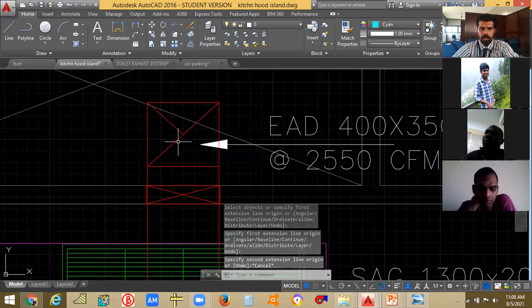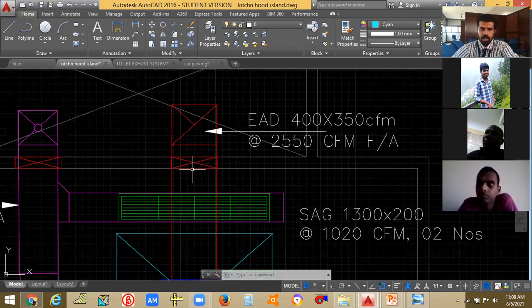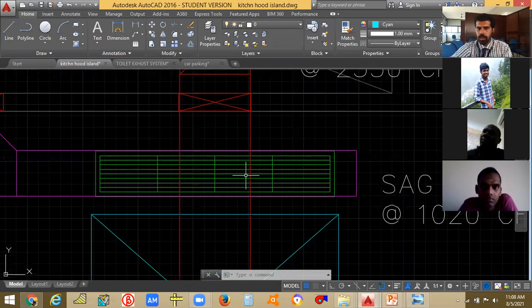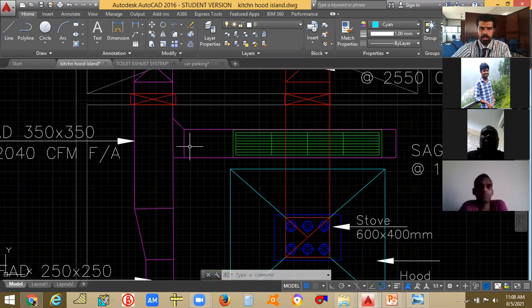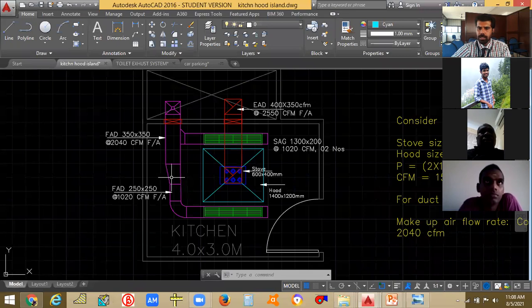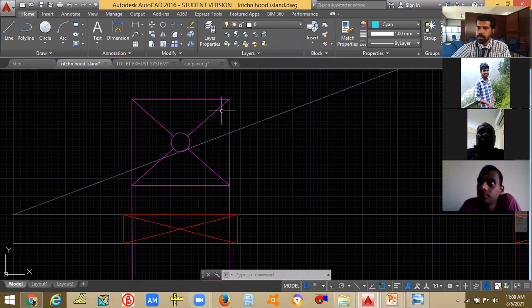This symbol shows exhaust. This symbol shows it breaks the wall. This is the grill, or air terminal, through which air comes to your room. This is the kitchen hood. This is the duct. This is the branch duct. This is the main duct. This is the branch duct through which the supply air will be passing. This symbol shows the fresh air.